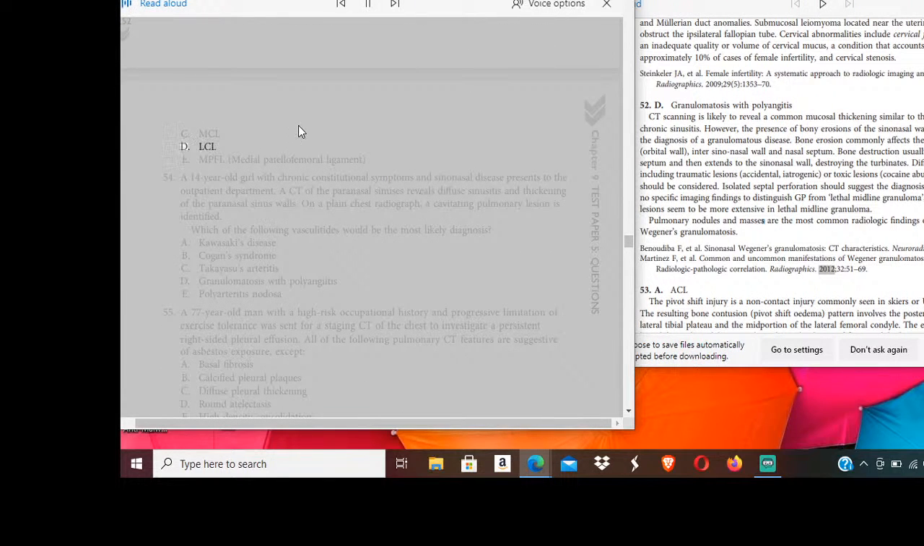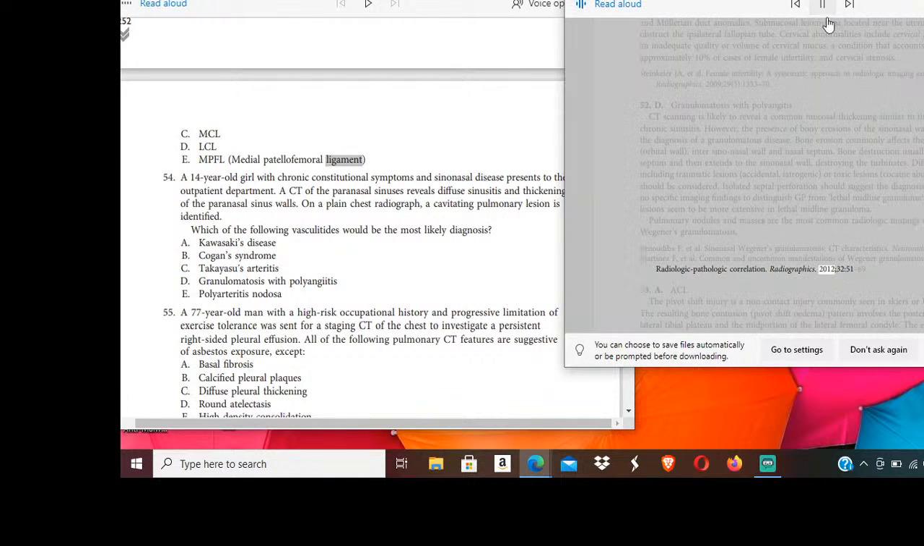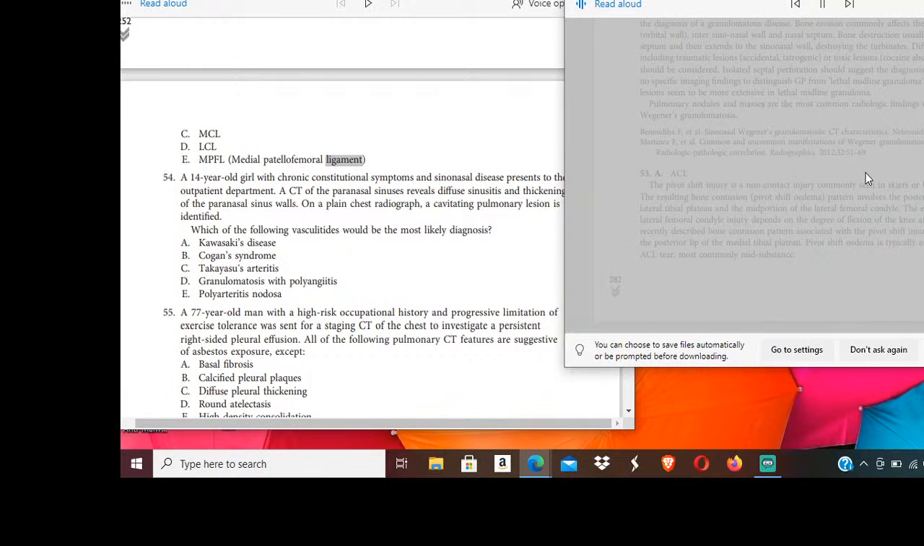C. MCL. D. LCL. E. MPFL, medial patellofemoral ligament. 2012, 32:51-69.